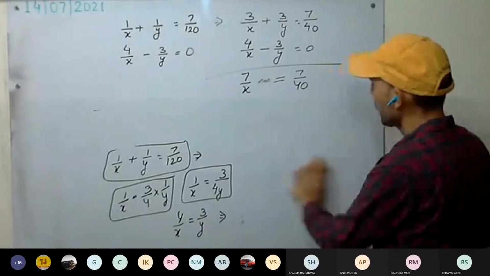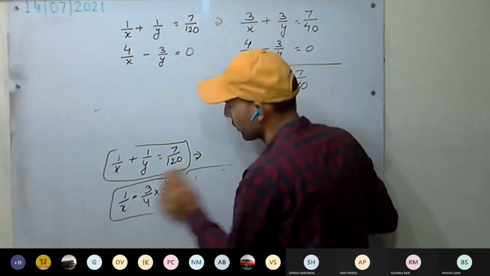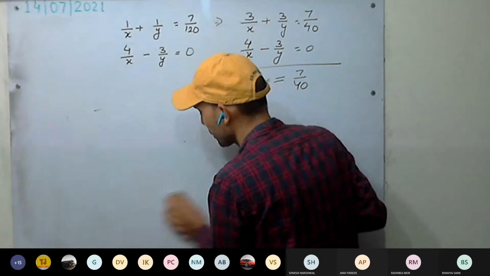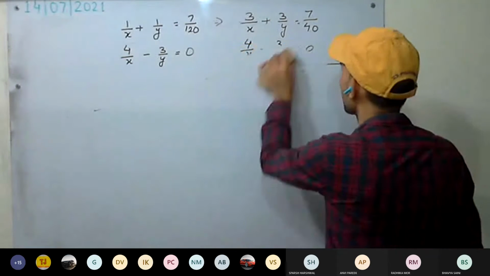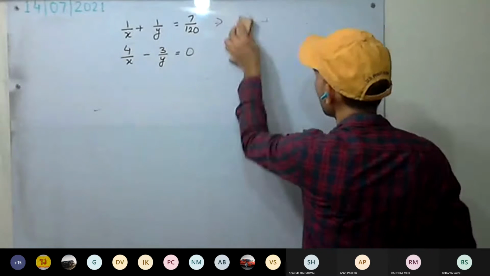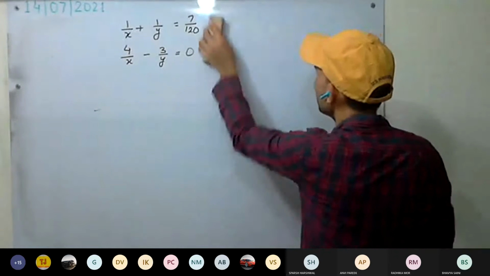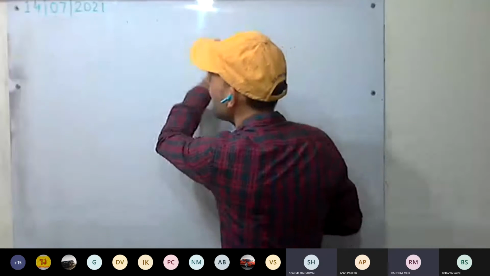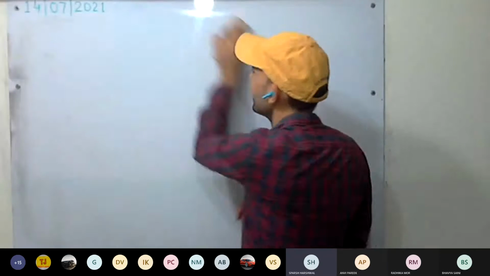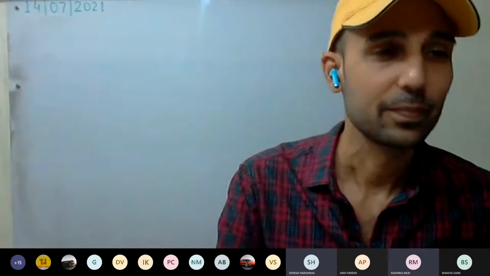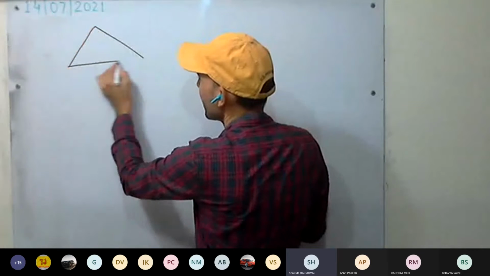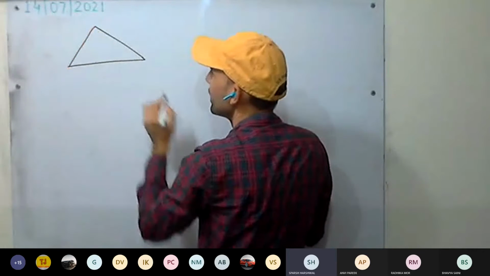Now we'll start triangles. I'll give you the brief idea only. Today we'll have little discussion only. About triangles: in a triangle, how many sides are there? Sir, 3 sides. And how many angles? Sir, 3 angles.